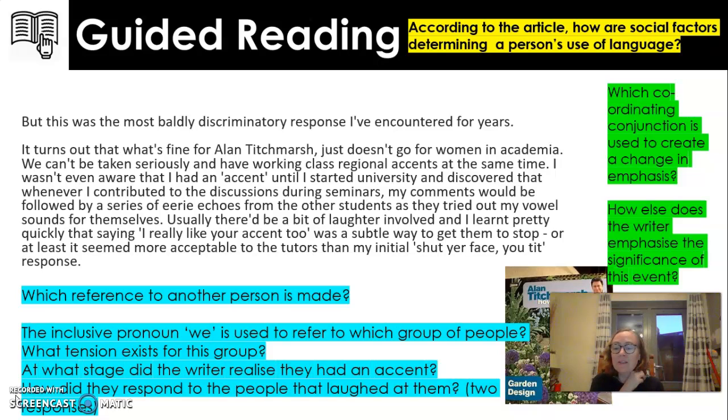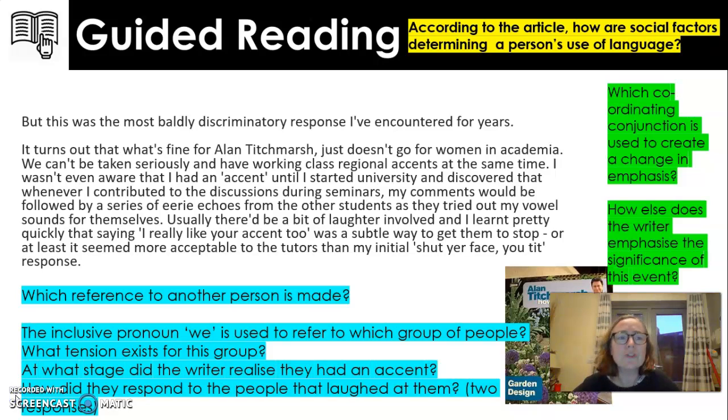What tension exists for this group? And at what stage did the writer realize that they had an accent? How did they respond to the people that laughed at them? Okay, so there's 2 responses. She responds in 2 ways. One she calls more subtle than the other as a clue. So just pause then, find your answers, and then we'll go through them together.